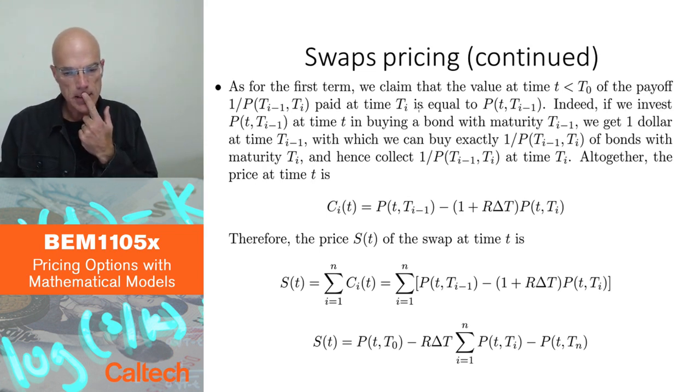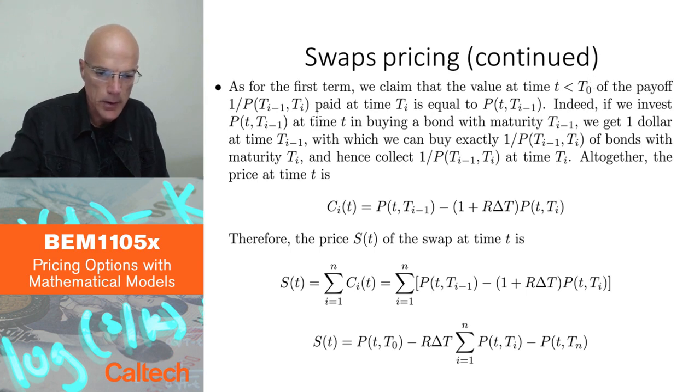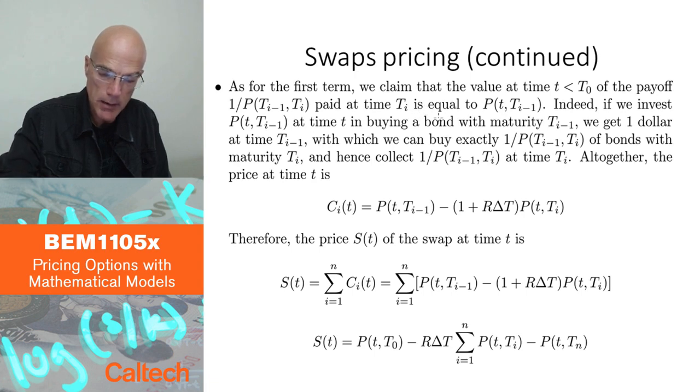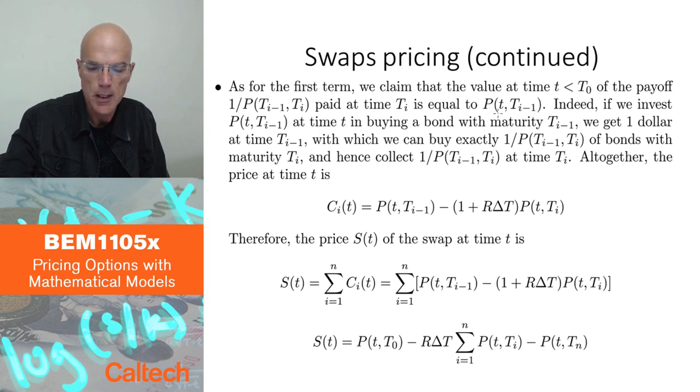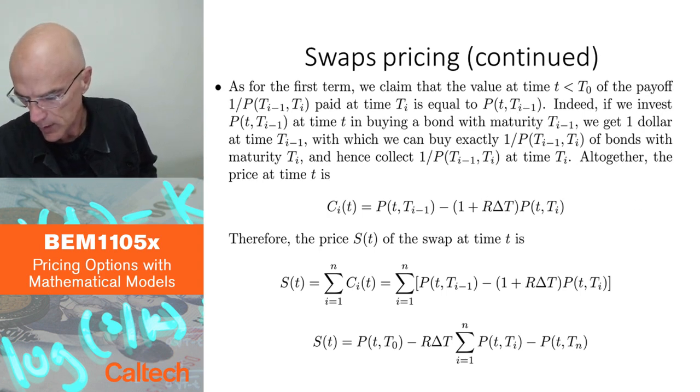So here is a claim. We claim that the value at time t less than t0, we are still sitting at some initial time before the swap payment started, and we are looking at this payoff 1 over p of ti minus 1 ti. We know this payoff of ti minus 1, but it's paid at time ti. And I claim that the price is exactly p of t ti minus 1, the bond price at time t of a bond which matures at ti minus 1. So how does one prove that?